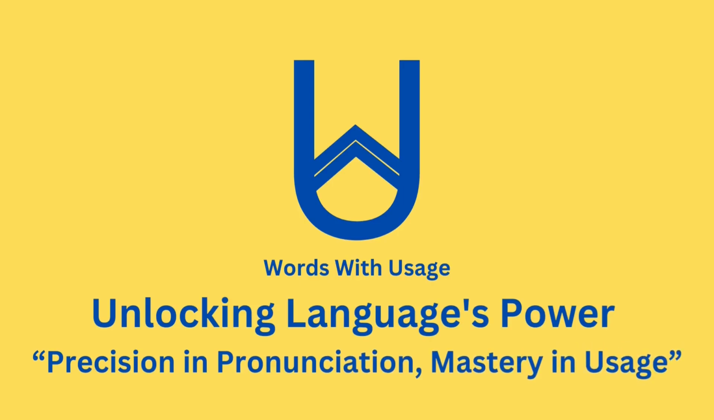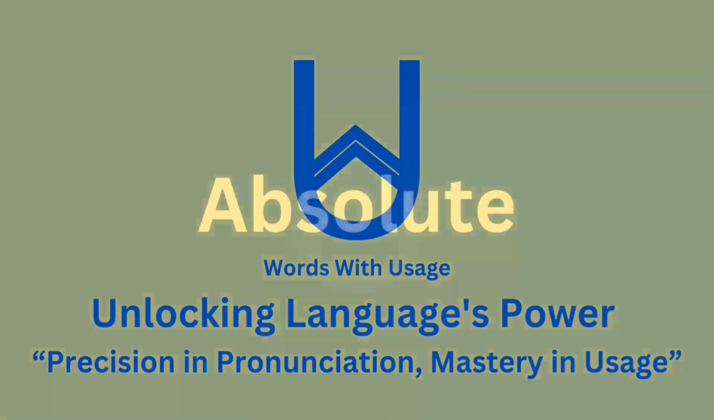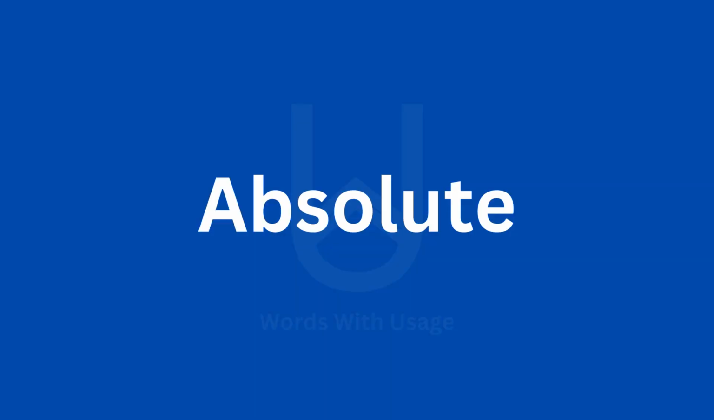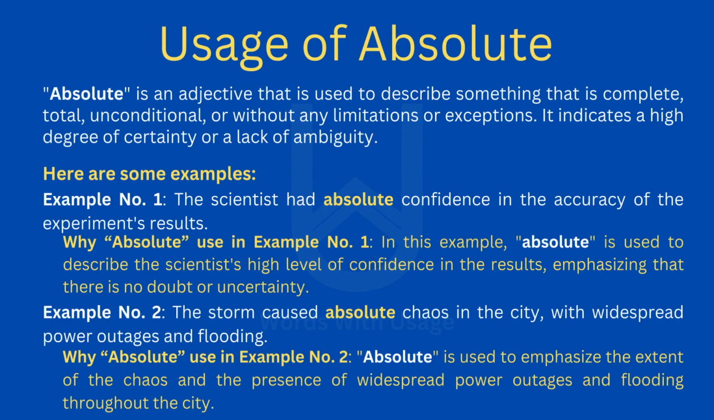In this video, the word is absolute. Absolute. Absolute is an adjective that is used to describe something that is complete, total, unconditional, or without any limitations or exceptions. It indicates a high degree of certainty or a lack of ambiguity.